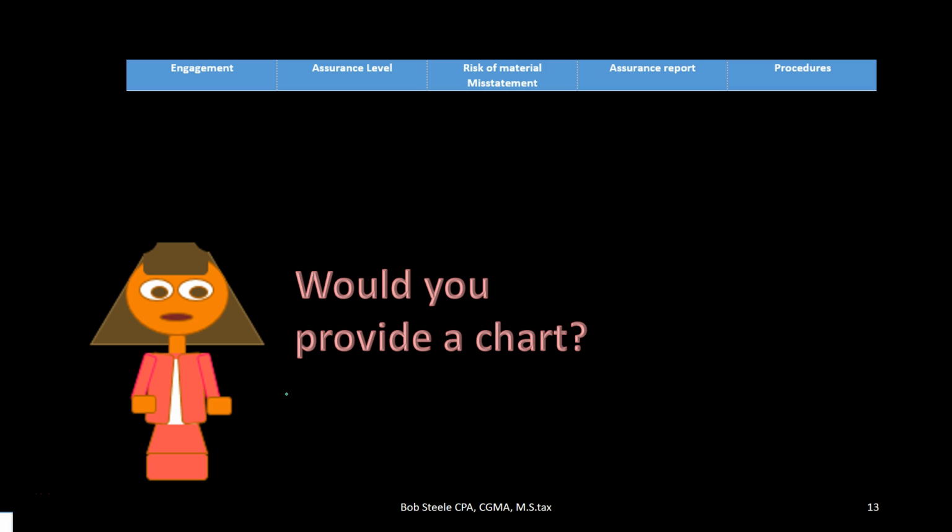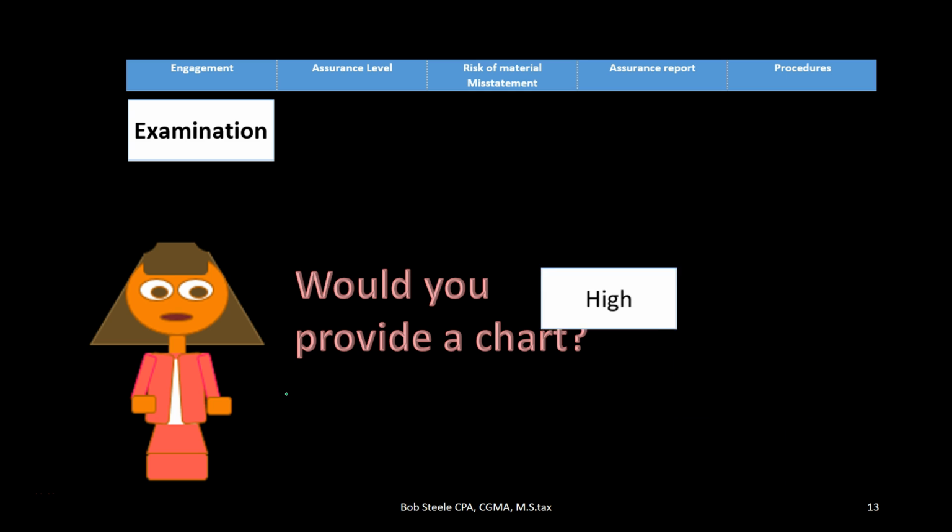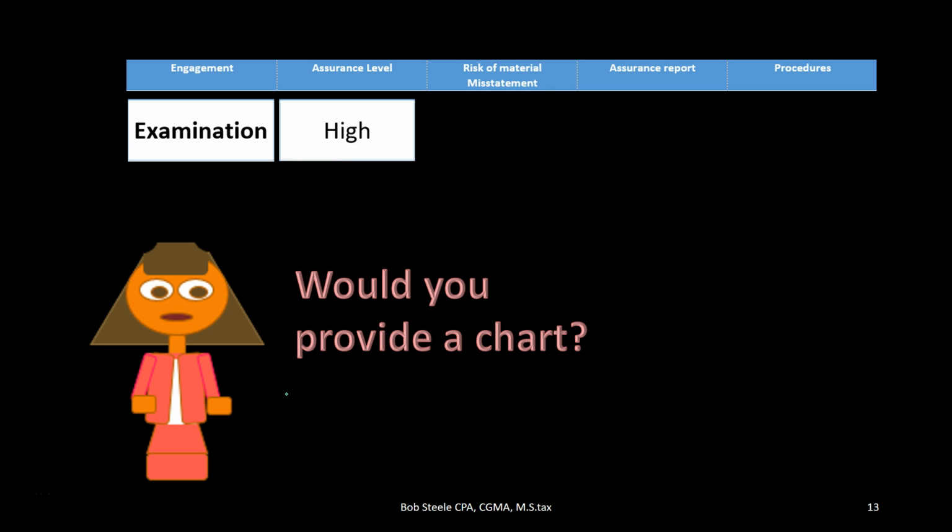Now let's take a look at a chart here. If we had an examination, we're saying the assurance level is high. So we're giving high assurance that the financial statements, if we're talking about an audit, are correct. That means that the risk of a material misstatement is low. If we look at the financial statements and ask what are the odds that there's a big misstatement, well, if it's been audited, the risk of a material misstatement, a misstatement that would be relevant to decision making, is low. It doesn't mean there are no immaterial misstatements, but if it's immaterial, it shouldn't affect the decision making.